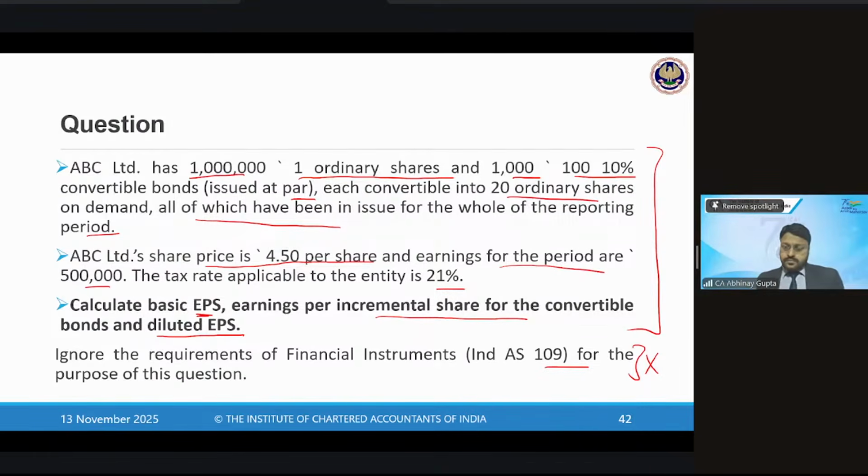Basic earning per share 0.5, and incremental shares are 20,000, and diluted share 0.497. Okay. Any other answer?